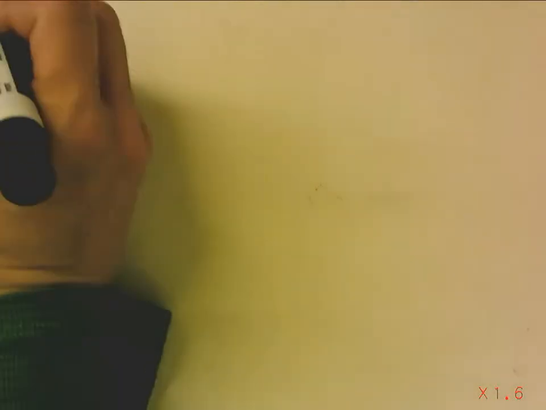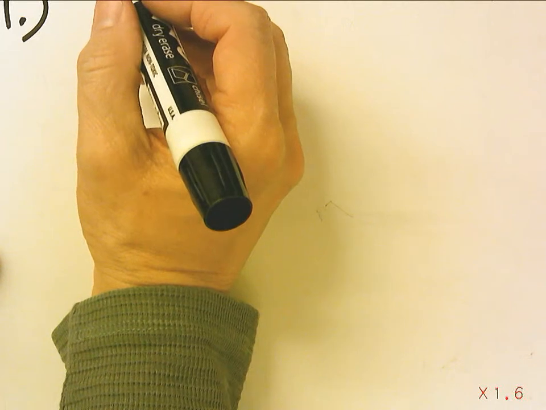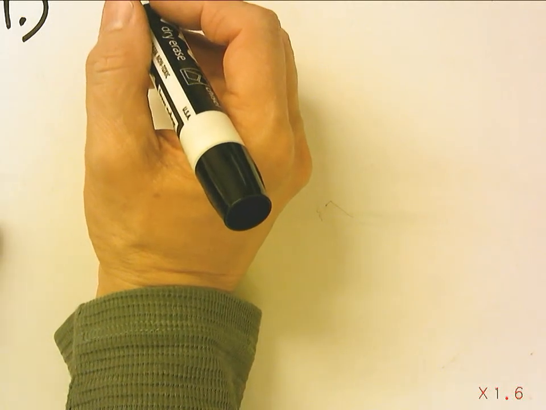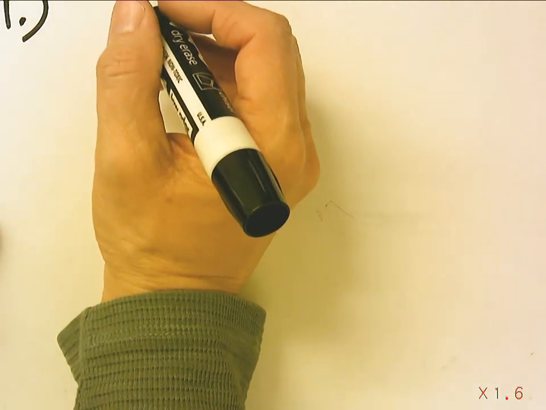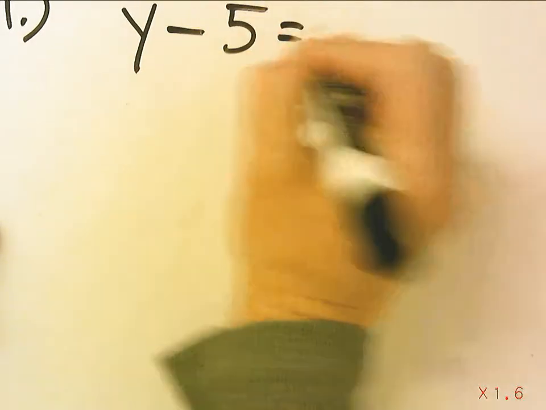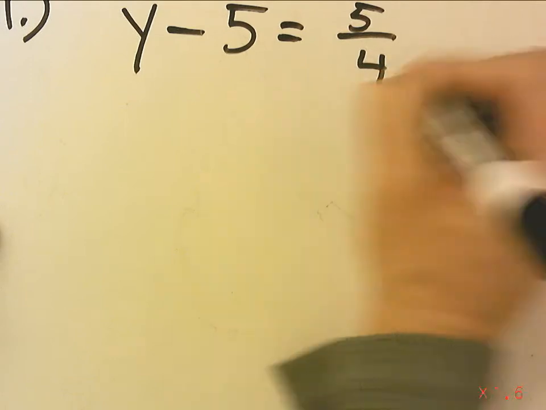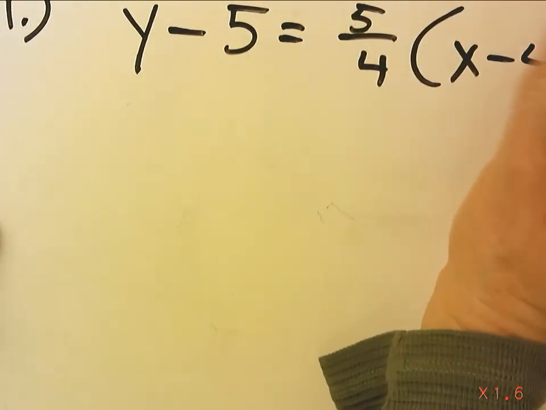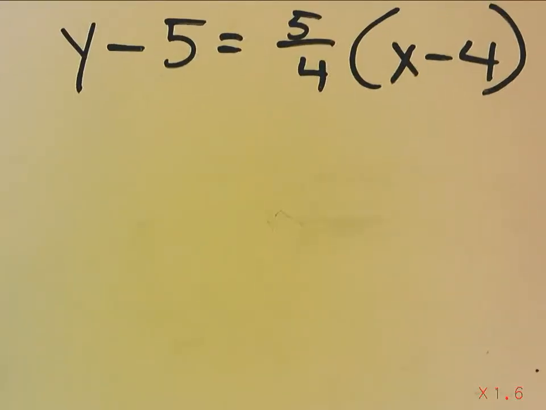Okay, now we're going to turn to page 3B, and we're going to do number 11. Number 11 says, given the point slope form of the equation, identify the slope of the line, and a point on the line. So now they're actually giving us the equation, and they want us to identify the point.